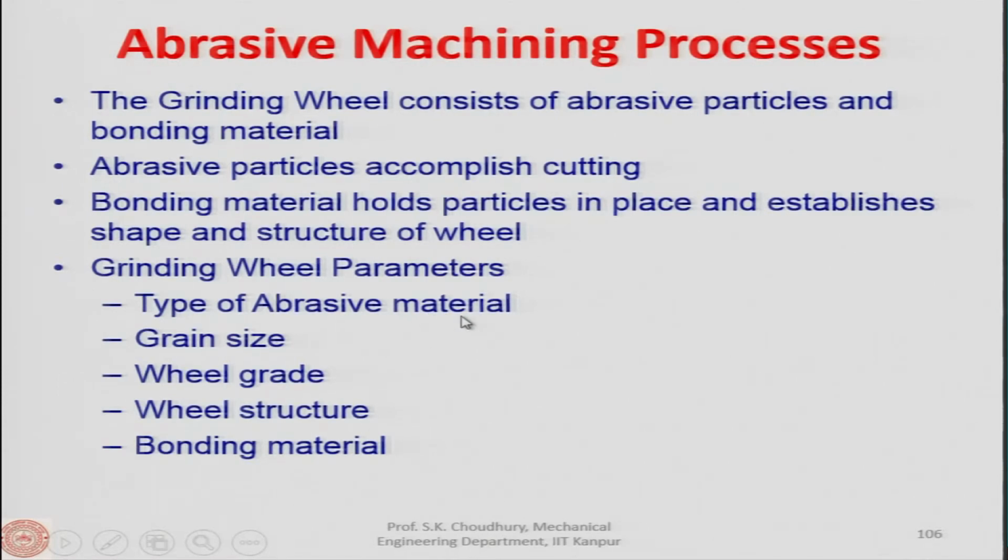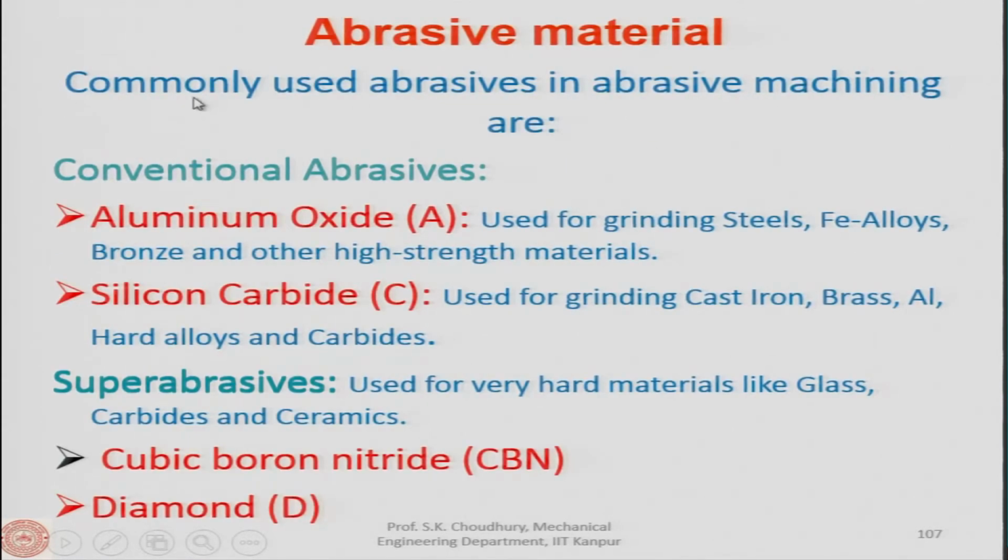Type of abrasive material. Now, commonly used abrasives in machining, that means for making the grinding wheel or the honing sticks or, during lapping, the paste that is made, I am coming to that. Here basically we have 3 which are used: aluminum oxide, which is designated by A, silicon carbide, which is designated by C, and the diamond. Rarely used are the cubic boron nitrides, CBN, and the diamond also is rare.